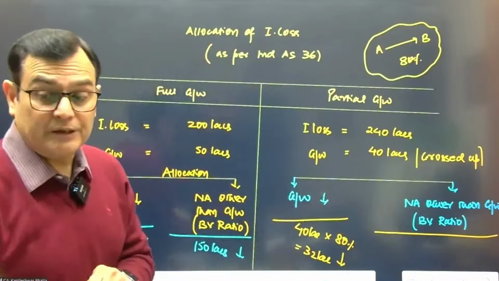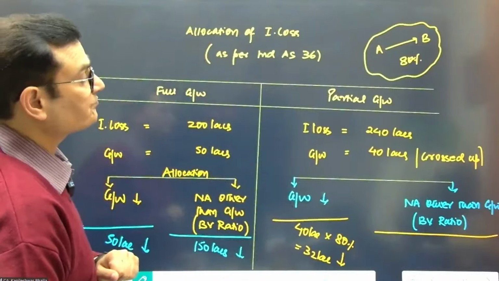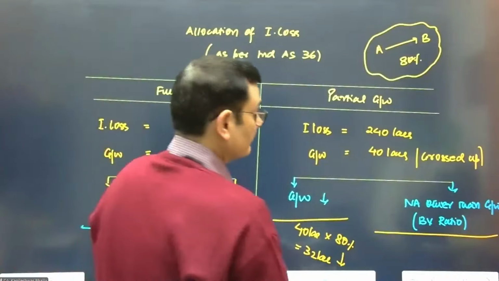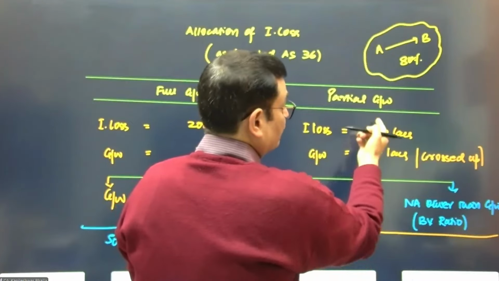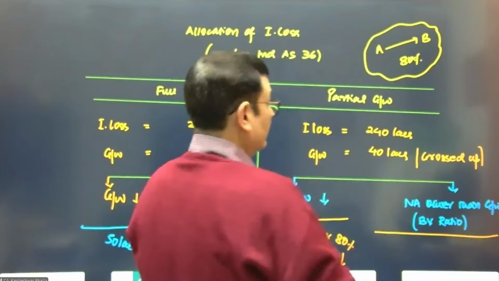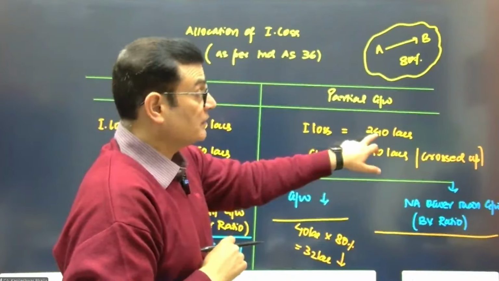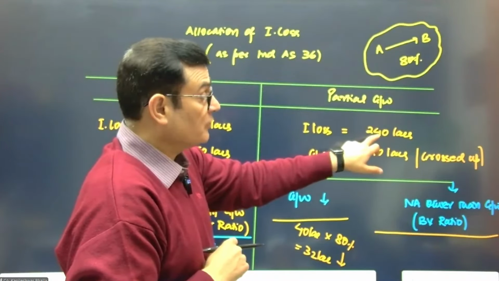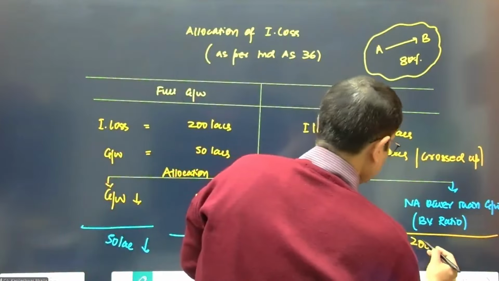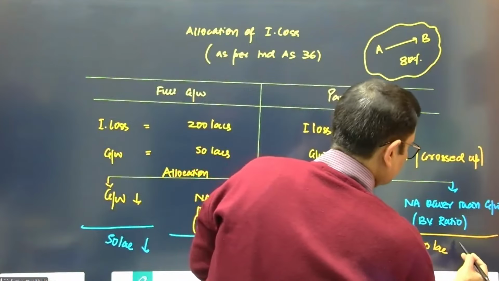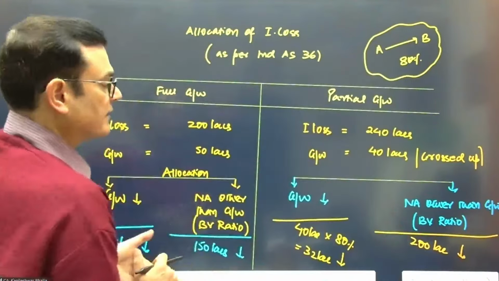And what about the decrease in the net assets? Is it going to be 240 minus 32 or 240 minus 40 itself? Remember, this 240 is after grossing up of the figure. 40, so this is after grossing up of the figure. So minus 40, so 200. So we'll decrease the net assets by 200 lakhs itself.